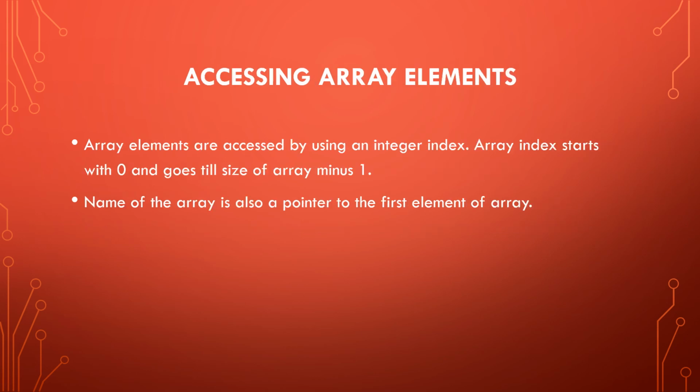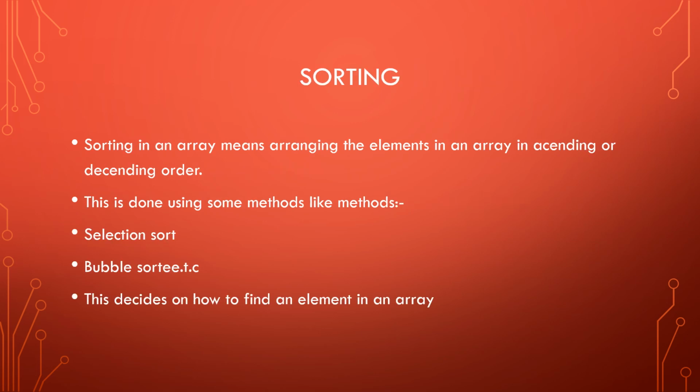Accessing array elements. Array elements are accessed by using an integer index. The array index starts with 0 and goes up to the array size minus 1. The name of the array is also a pointer to the first element of the array. Sorting. Sorting in an array means arranging the elements in an array in ascending or descending order. This is done using methods like selection sort, bubble sort, etc.